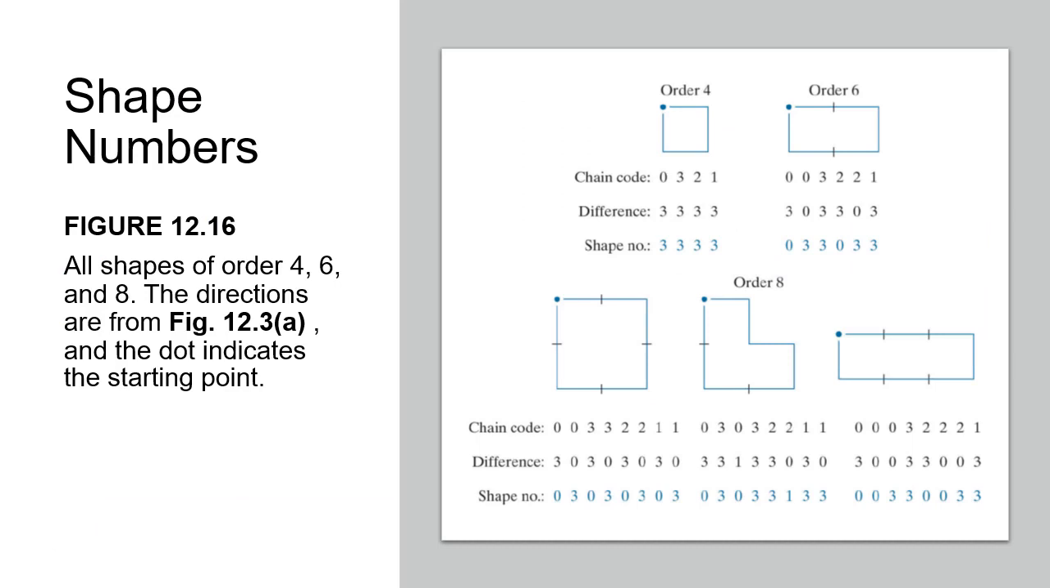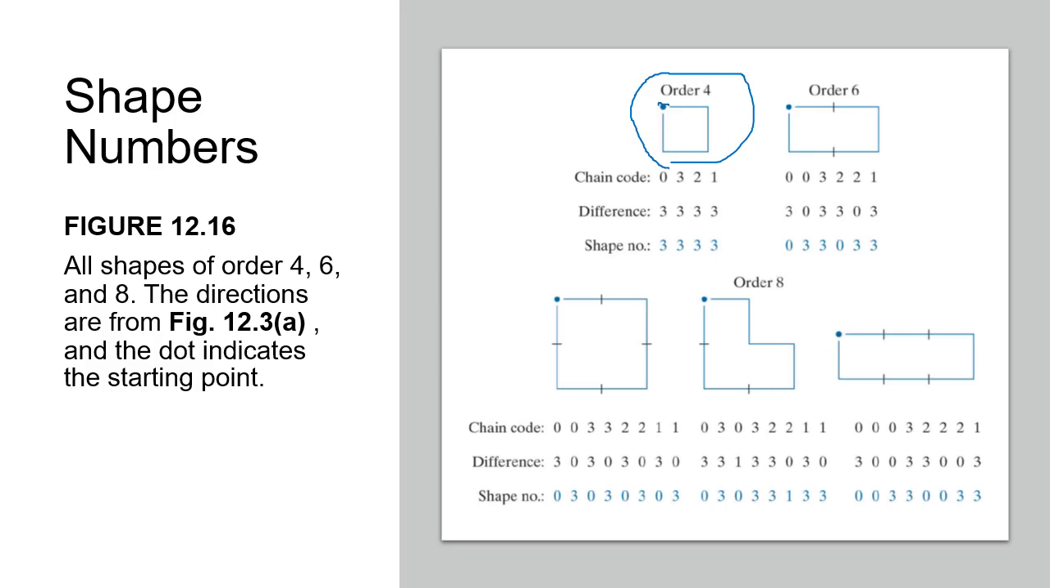Now we are going to discuss shape number. We will make use of the information for the chain codes that we have discussed before. So let's suppose we have an object, a very small object here, and the chain code for this object is written here. So we start from this point.